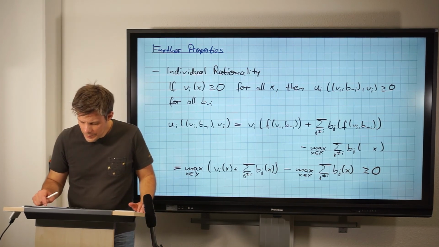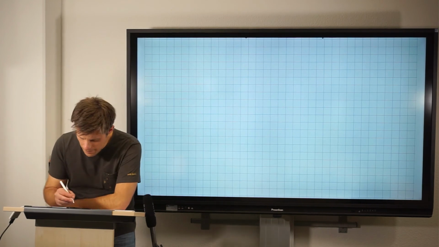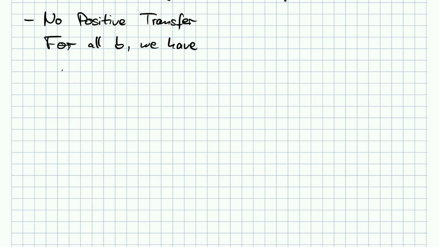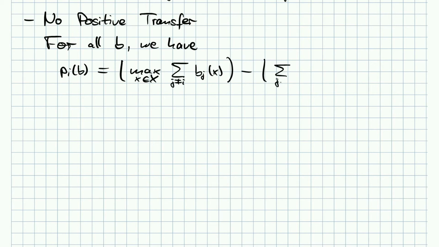The other property is no positive transfer, which is that for all bids we have that Pi of b, what was this again? This was the maximum over x of the sum of all j other than i, bj of x, minus the sum of all j which are not equal to i, bj of f of b.